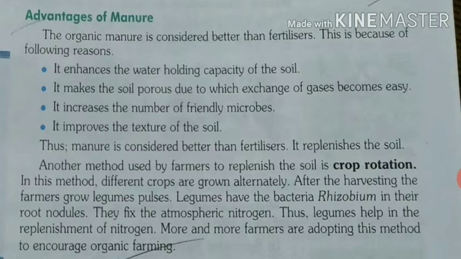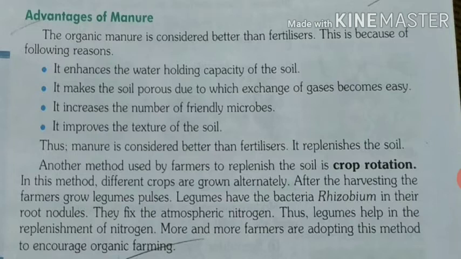So it means that in the root nodules of the leguminous crop, rhizobium bacteria is there, and rhizobium bacteria fixes the atmospheric nitrogen. Nitrogen is available in the gaseous form in the atmosphere, and the gaseous form is not directly absorbed by the plant. So that gaseous form is first converted into a usable form by rhizobium bacteria, and then only plants get nitrogen from the soil.